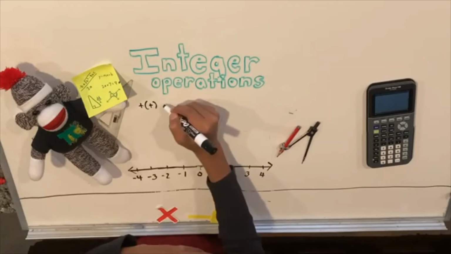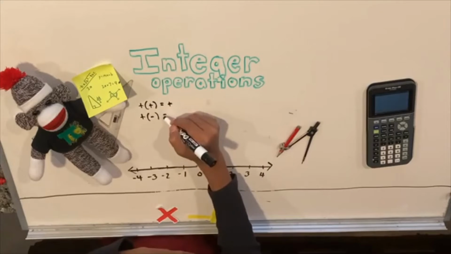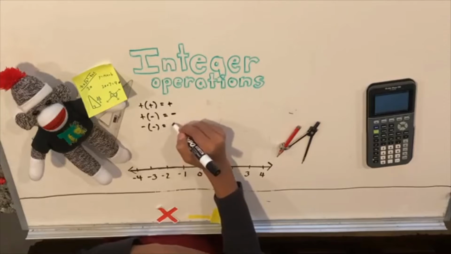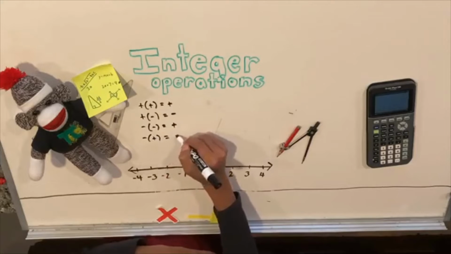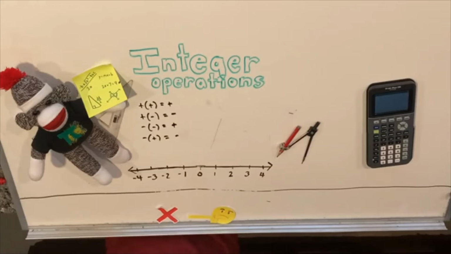Adding a positive equals addition, adding a negative equals subtraction, subtracting a negative equals addition, and subtracting a positive equals subtraction.